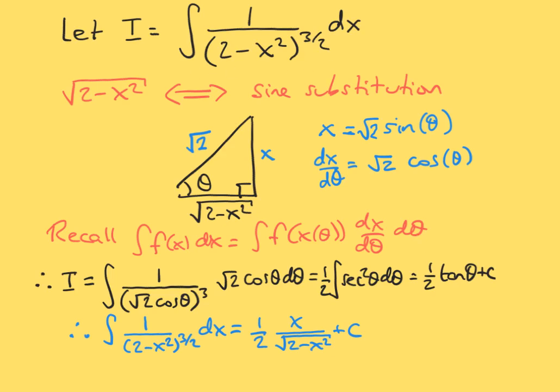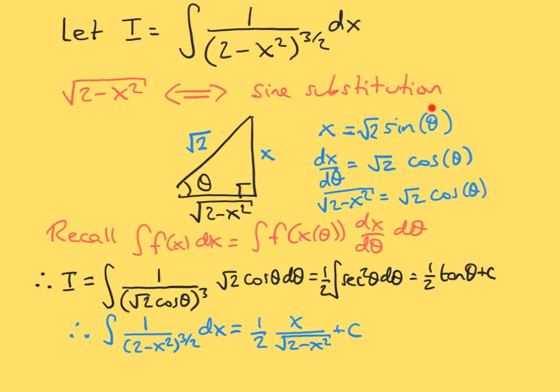So concretely, we have 1 over, and now this is the square root cubed, and we just look at the triangle and we see that the square root of 2 minus x squared over root 2 is cos theta. So therefore we see that the square root of 2 minus x squared is equal to root 2 times the cosine of theta, just from looking at the triangle.